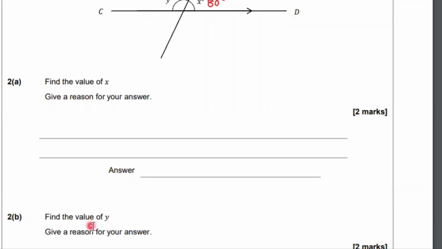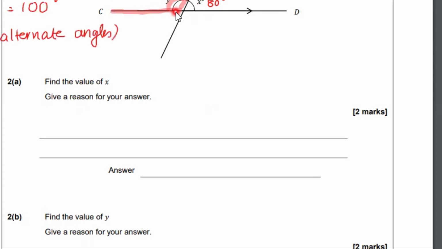The second part of this question asks us to find the value of y, giving a reason for our answer. If I look at the diagram here, I can see y is here. And because I know the relationship between my parallel lines, I can say that this forms a Z shape here, which means that my angle y and my angle 100 are alternate angles. And the relationship that we have with alternate angles is that they're going to be equal. So because of that, I can say y should be 100 degrees. And the reason for this is because of alternate angles.